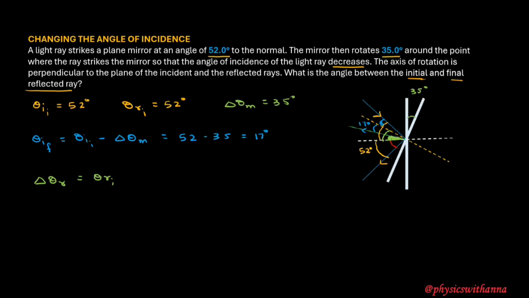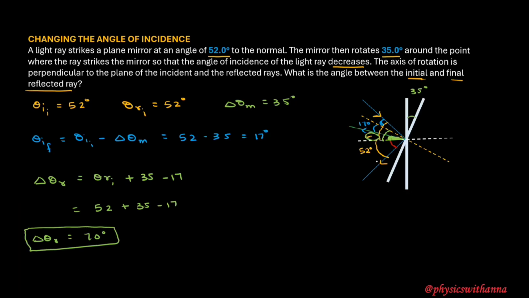Now how do we do that? I know the angle between the two normals, which is 35. And I also know the angle between the new normal and the new reflected ray, which is 17. If I take a difference between these two, I will get the smaller angle right here. So I can write this as theta Ri plus 35 minus 17. 35 minus 17 will give me the smaller angle here. So now we can substitute theta Ri is 52 plus 35 minus 17. That gives me delta theta r to be equal to 70 degrees.